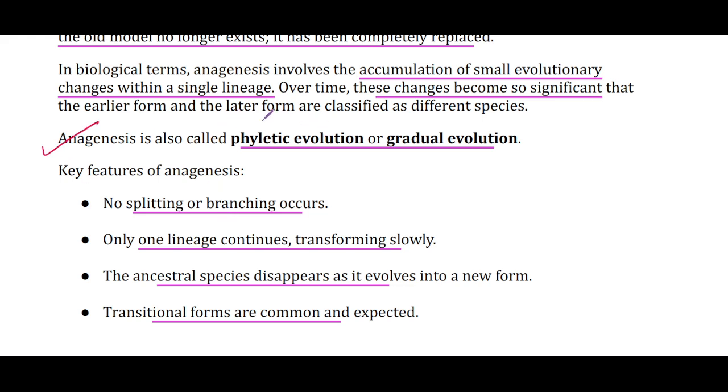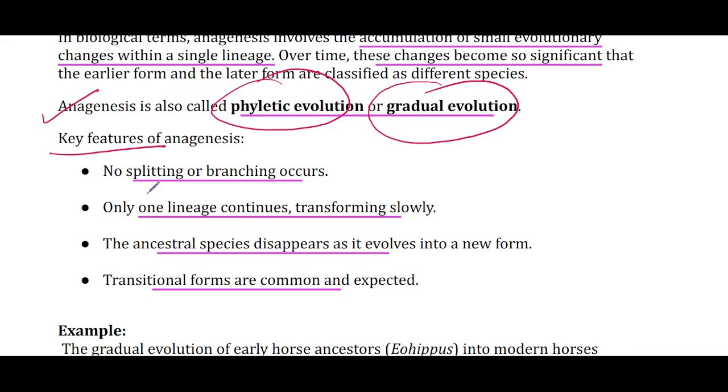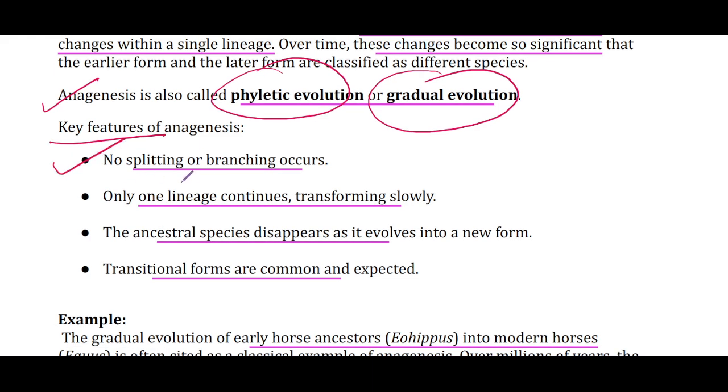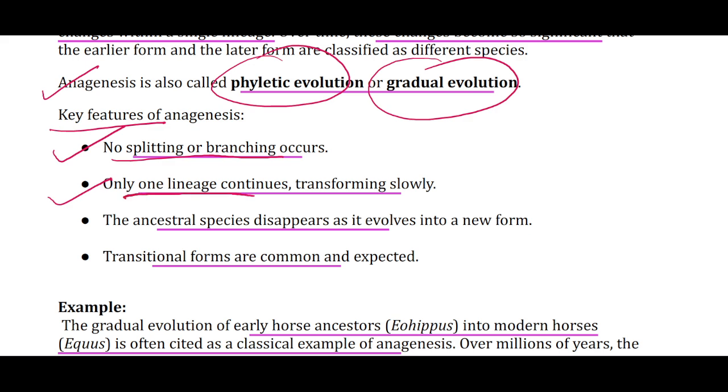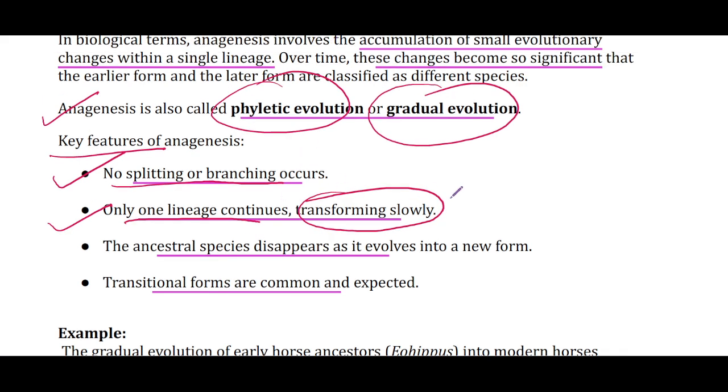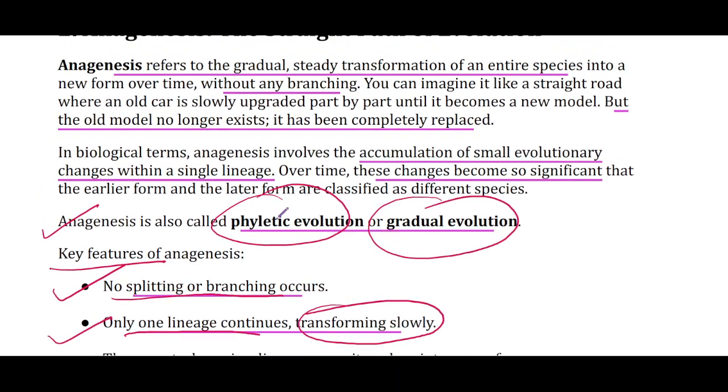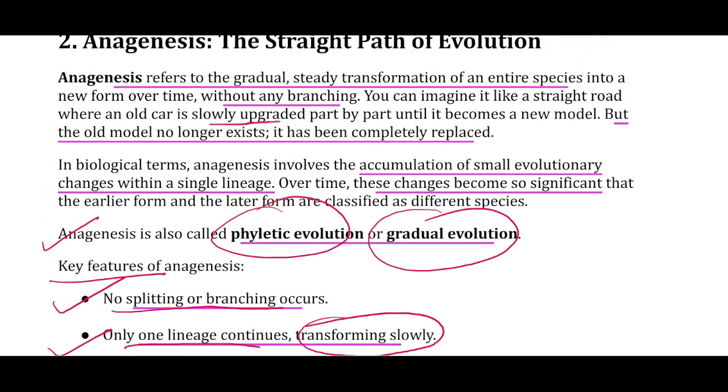Then anagenesis is also called phyletic evolution or gradual evolution. Now key features: first, it is a branchless event, no splitting or no branching occurs. Only one lineage continues, transforming slowly. The car example we saw, that this old car will be gradually upgraded part by part until it becomes a new model. And then this old model no longer exists. It has been completely subsumed by, completely replaced by a new model.